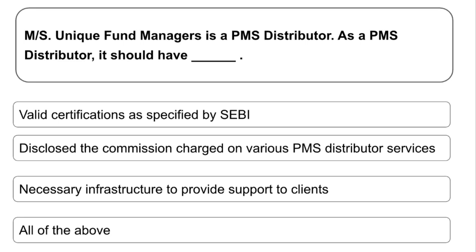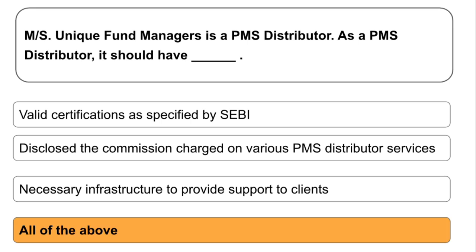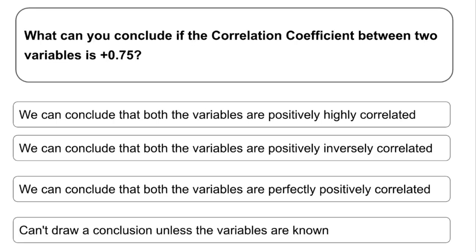A fund manager is a PMS distributor. As a PMS distributor, it should have, options: A, the valid certification as specified by SEBI, B, disclose the commission charged by the various PMS distributor services, C, necessary infrastructure to provide support to clients, D, all of the above. And the correct answer is you should have all of the above to be a PMS distributor. Going to the next question.